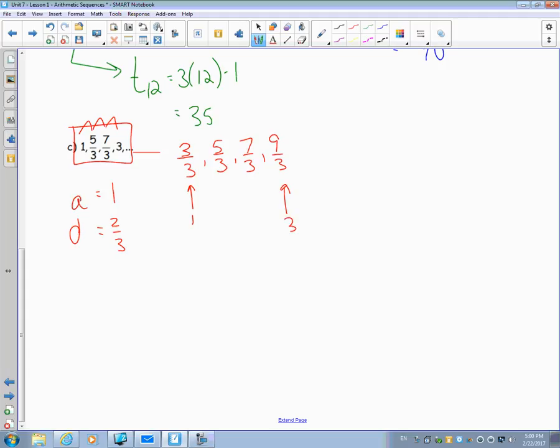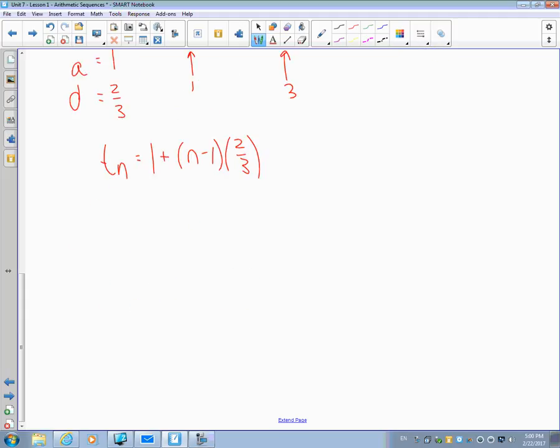But the nice thing about arithmetic sequences is the difference is constant. So you don't have to know the first and second. You can know the second and third, or third and fourth, or 10th and 11th. As long as you know two consecutive terms, you can always figure out their difference. So Tn equals a plus n minus 1 times d. We'll expand, and then we'll collect, and we get 2/3 n minus 1/3.